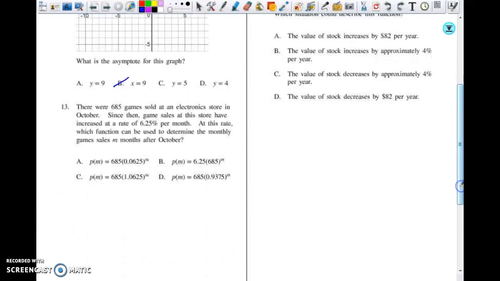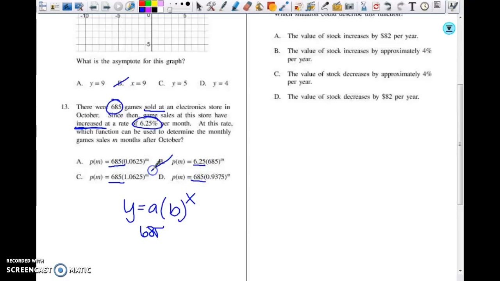Number 13: there are 685 games sold at electronic stores in October. Since then, game sales at this store have increased at a rate of 6.2% per month. At this rate, which function can we use to determine the monthly game sales after October? So again, there were 685 games, so that is my A. So I'm looking for 685. So you can look and eliminate, right?